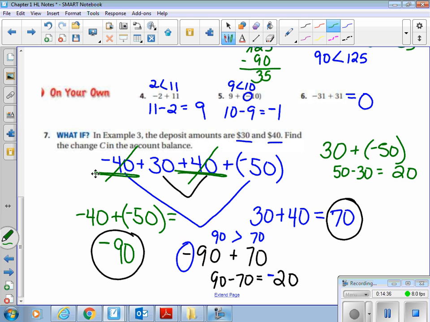Check my absolute value. The absolute value of 30 is 30. The absolute value of negative 50 is 50. Since 50 is greater than 30, we take that negative sign, and notice that that also gives us the same answer. That one would be a quicker way of doing it as well.